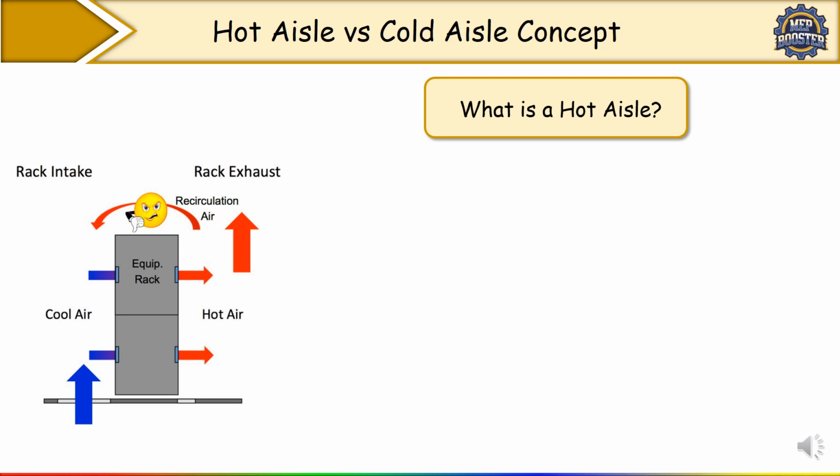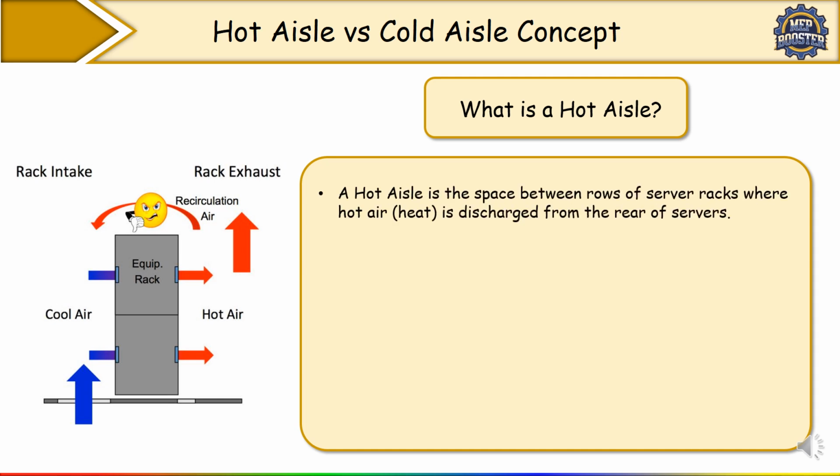Now let's see what a hot aisle is. So already we have discussed the cold aisle. Now we'll show you what a hot aisle is. A hot aisle is the space between rows of server racks where hot air is discharged from the rear of the server. Okay, so this is where hot air, or you can say heat, is discharged from the server. Okay. So here the first point I am explaining, I am trying to explain simply. You can say the simple explanation.